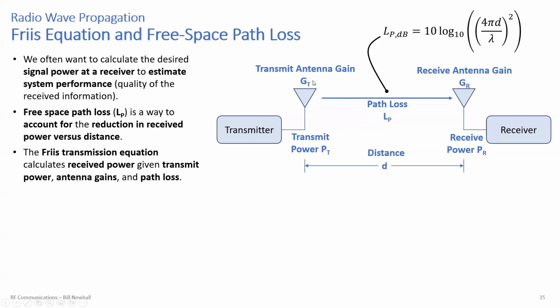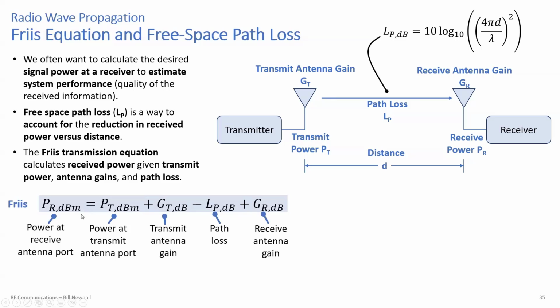So let's introduce the gains of the antennas. Here's the transmit antenna gain, G sub t, and here's the receive antenna gain, G sub r. And the way they fit into the equation is this. You have power at the receive antenna port. This is typically what you want to calculate. How much power do we get out of the antenna port or at the end of a cable? So that's equal to the transmit power plus the transmit antenna gain minus the path loss plus the receive antenna gain.